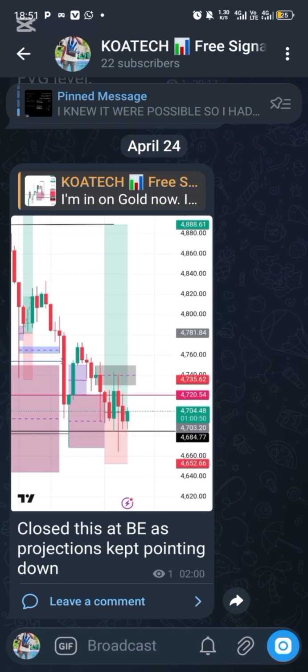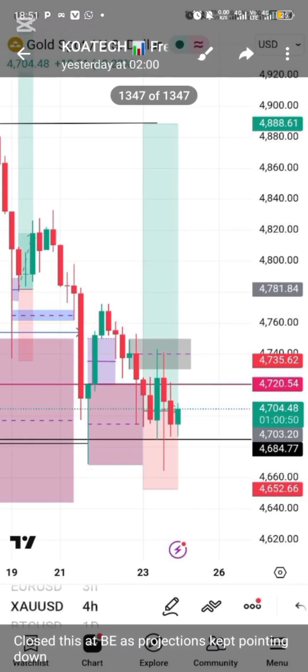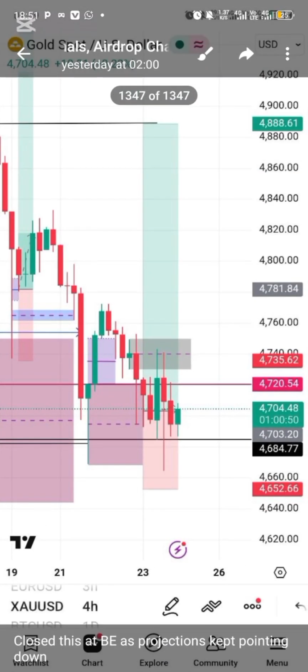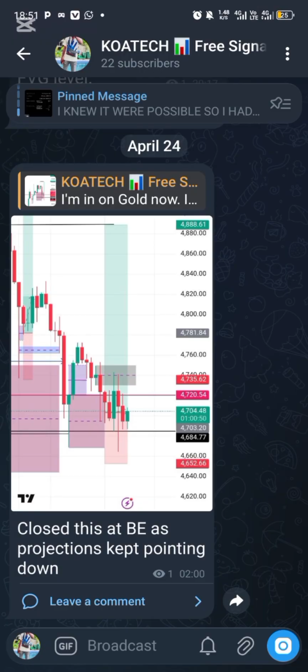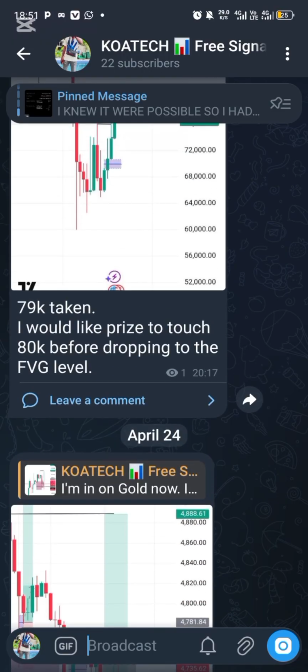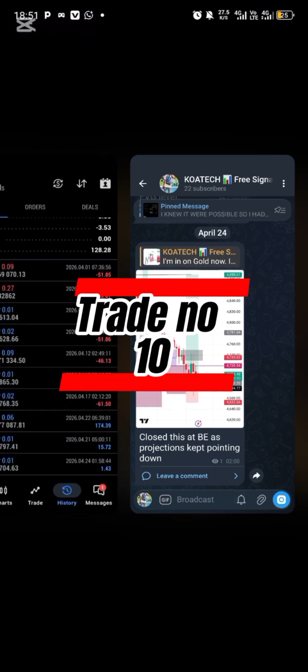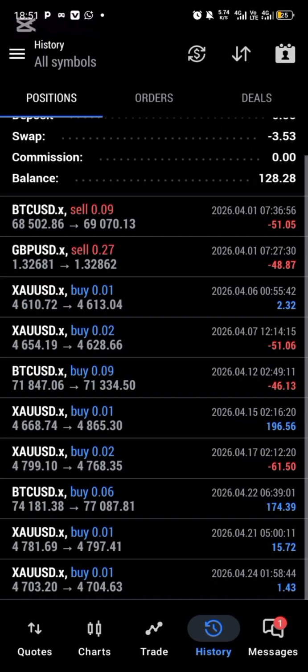All right, and look at what happened here. Price was just going down. Look at what I wrote: closed this at BE as projections kept pointing down. Price was just going down, creating this OB here, and dropping. So I was just like, we have started that downward movement that is supposed to go to 4,006, and that was actually the 10th trade. So the 10th trade also was a break-even trade, as I had to close it on break-even.